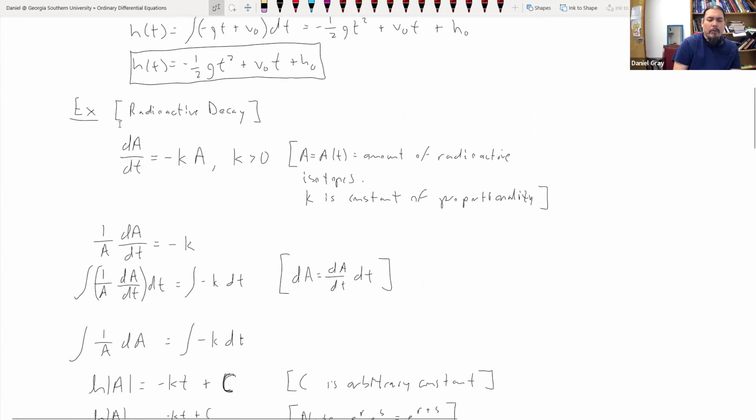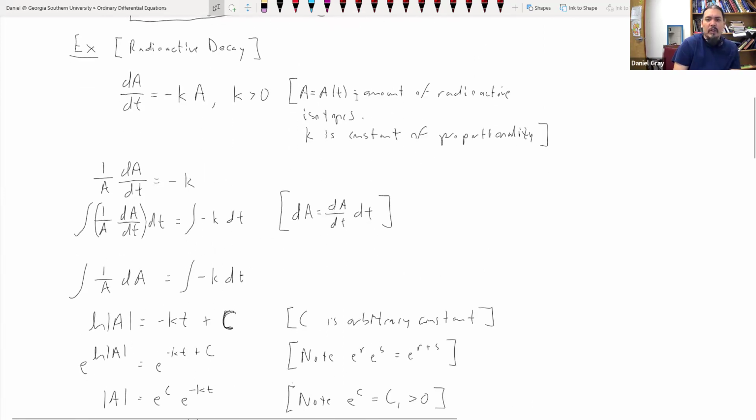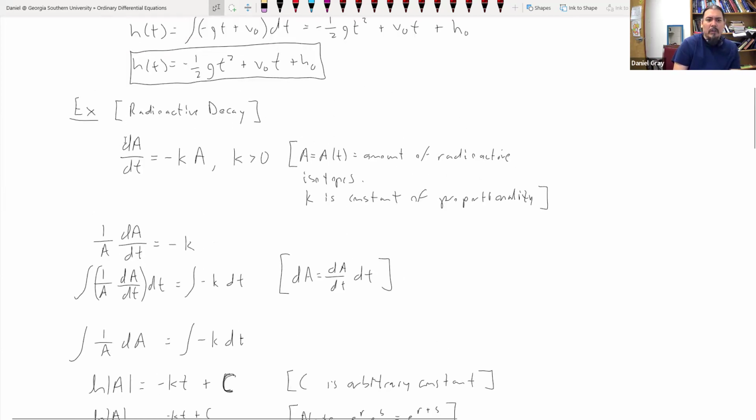Okay, here's another example from physics, radioactive decay, where A of t is the amount of radioactive isotopes in some object. What this is saying is that the rate at which the number of isotopes is changing is proportional to the amount of isotopes that we have. Because if there are more isotopes in the object, then there's more of a chance of them decaying, basically. And so we have that the rate is proportional. Okay, how do we solve something like this?